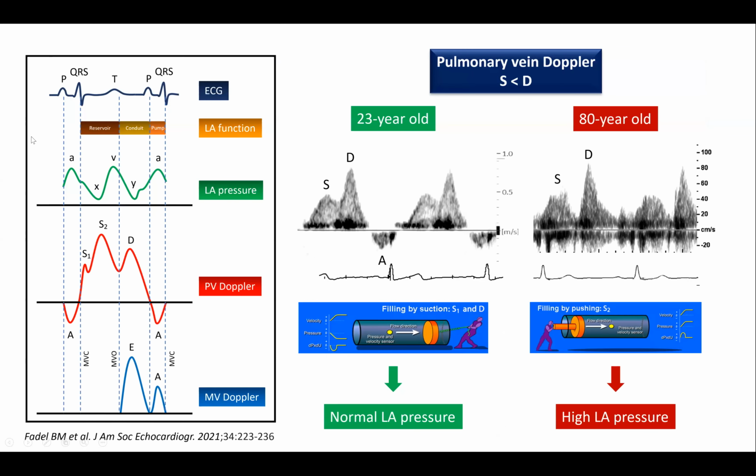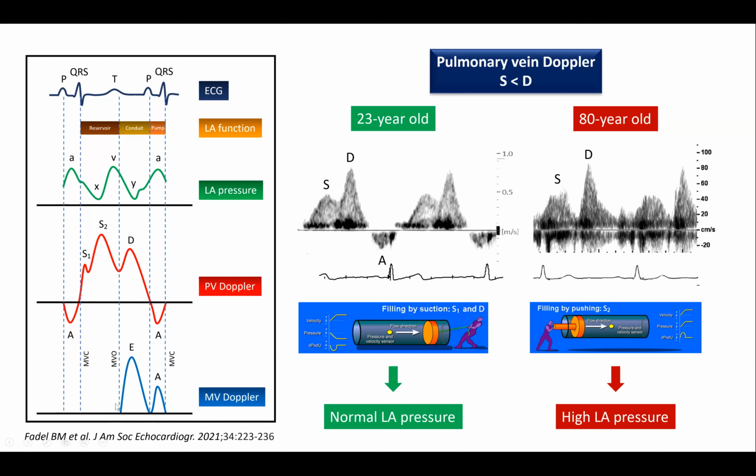And this is here on the left-hand side. This is from a paper I wrote a couple of years ago in the Journal of the American Society of Echocardiography about pulmonary vein Doppler. Just to show you one thing here, the diastolic wave in the pulmonary vein corresponds to the E wave on the mitral valve. So both are diastolic waves and both are early diastolic waves.